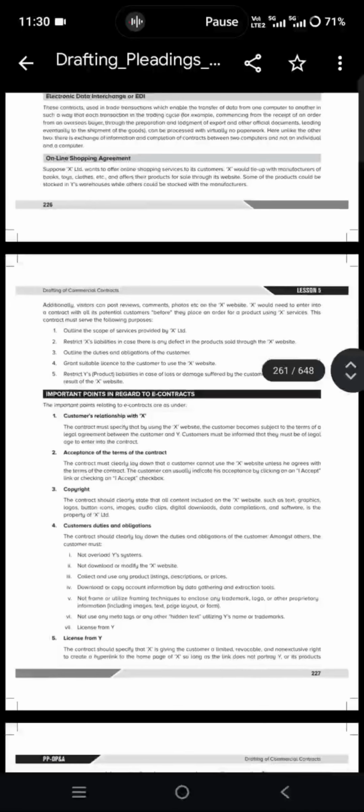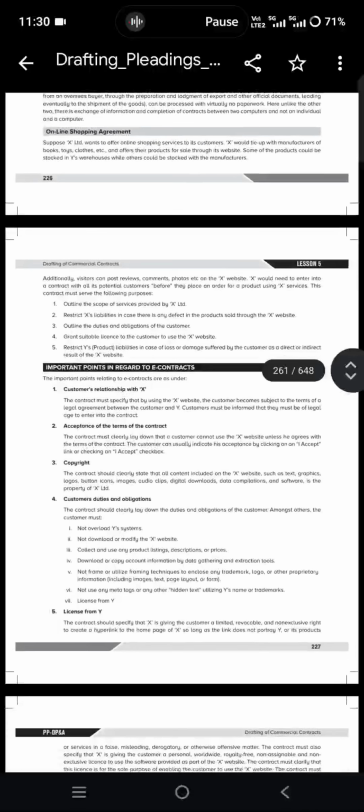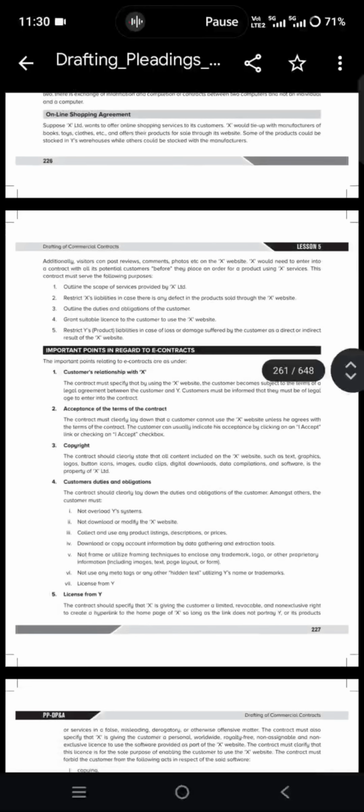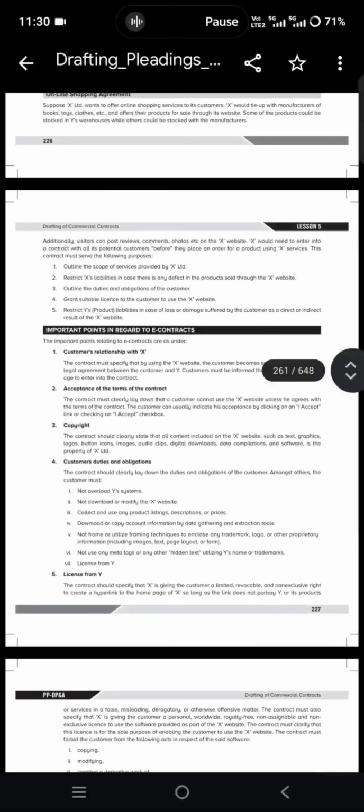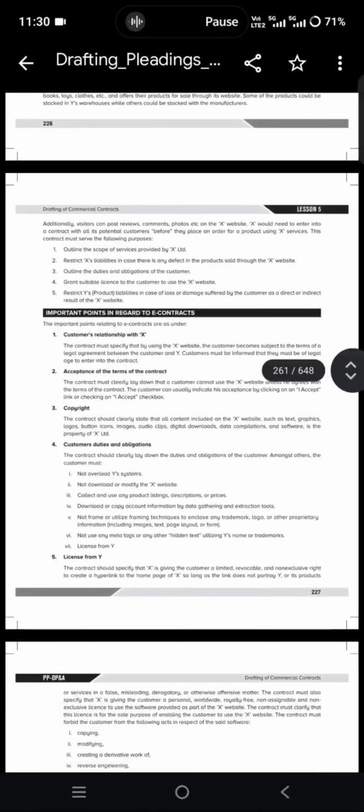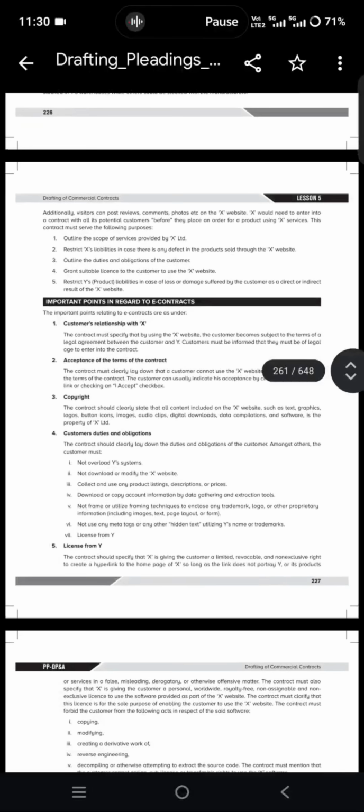Risk of loss. X has a shipping contract with various courier companies to deliver the products to the customers. The contract should clearly state that once the product is handed over to the courier company, X's liability ends there.